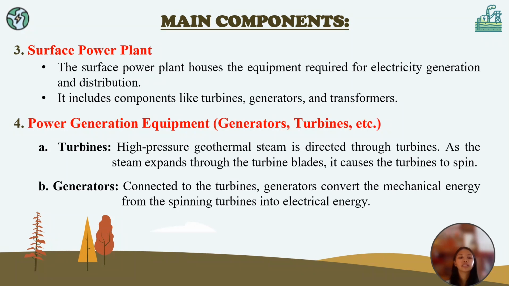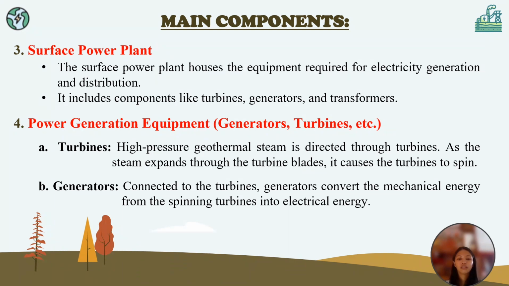Third component is the surface power plant. It houses the equipment required for electricity generation and distribution. It includes components like turbines, generators, and transformers. Fourth component is the power generation equipment such as generators, turbines, etc.